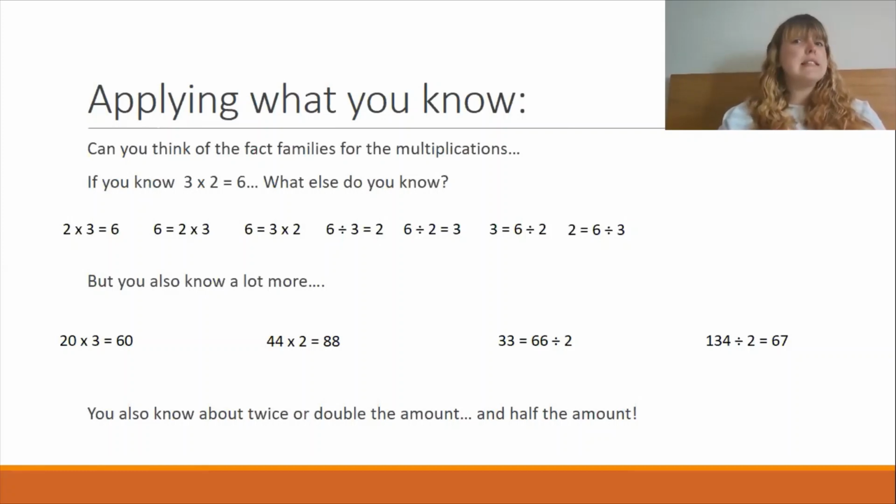Or 3 is the same as 6 divided by 2, or 2 is the same as 6 divided by 3. That's an awful lot of information to know if you know that 3 times 2 is 6. Could you have a go at doing the fact families for all of the multiplications up to 12?